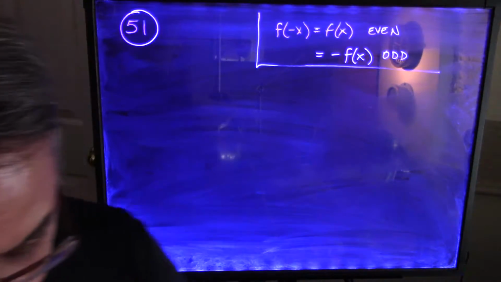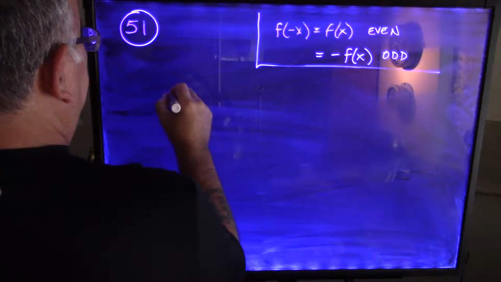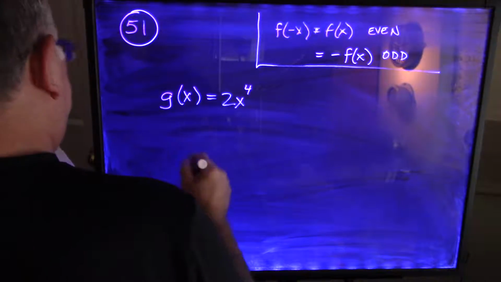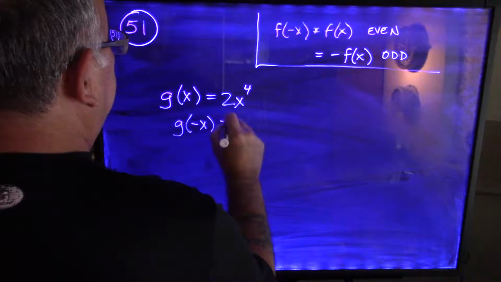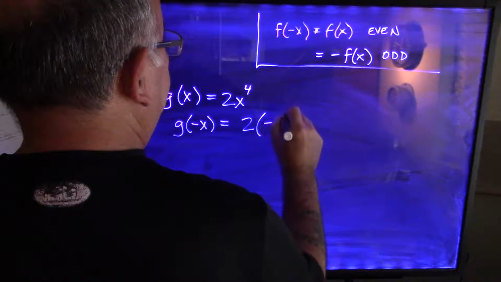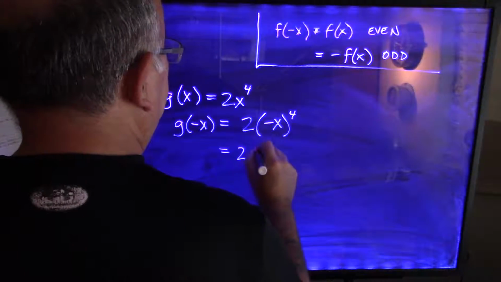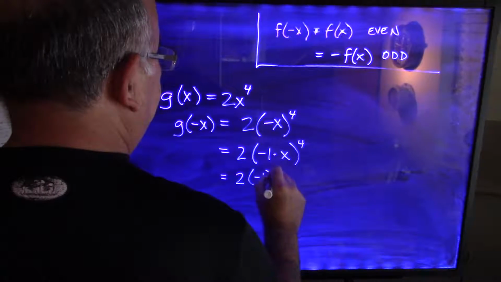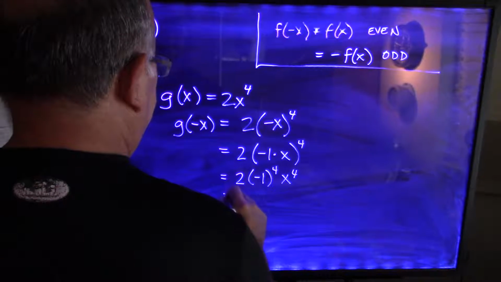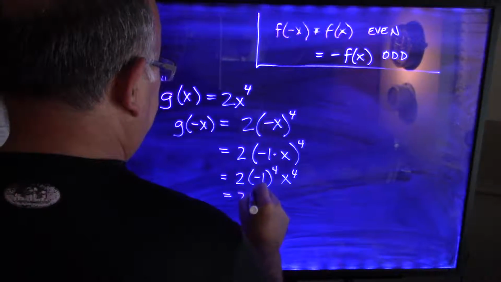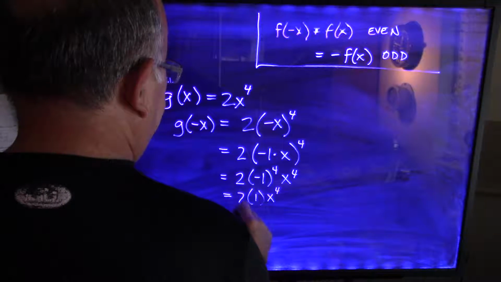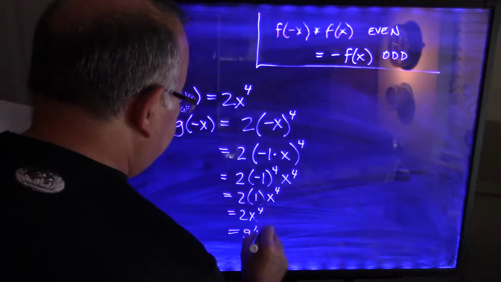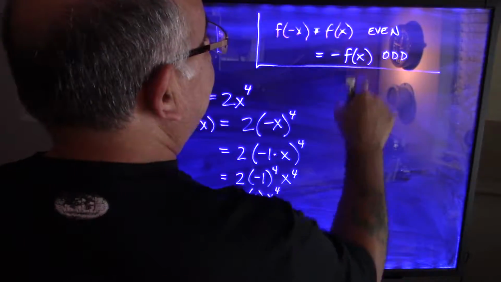Number 51. We have g of x equals 2x to the fourth. So let's try g of negative x. So that's 2, and then negative x in parentheses to the fourth. And that's 2 times negative 1 times x to the fourth in parentheses, and that's 2, negative 1 to the fourth, x to the fourth. So negative 1 to the fourth is 1. So that's 2 times 1 times x to the fourth, and that's equal to 2x to the fourth, which is g of x. So g of negative x equals g of x, which is an even function. Alright?